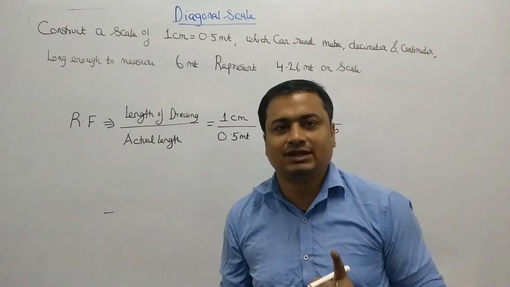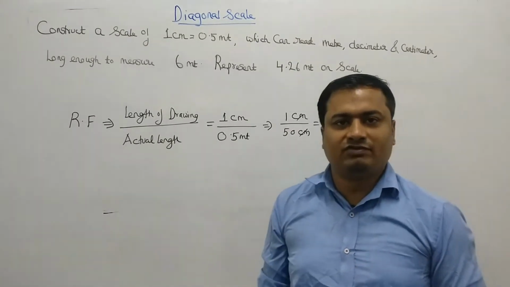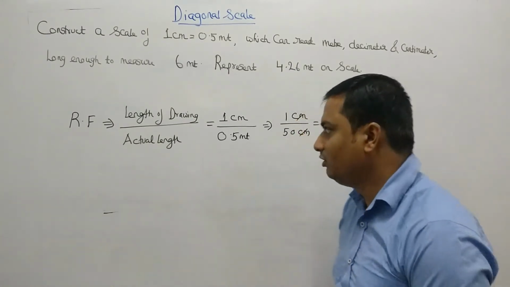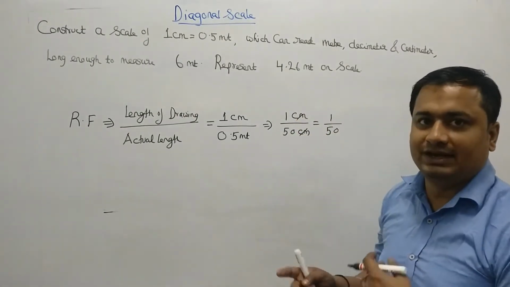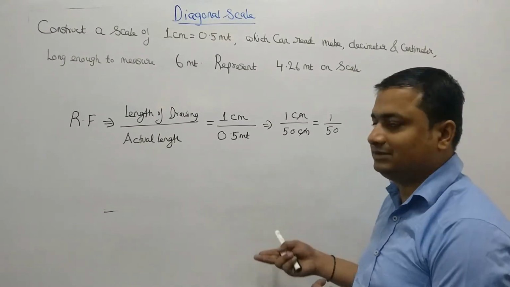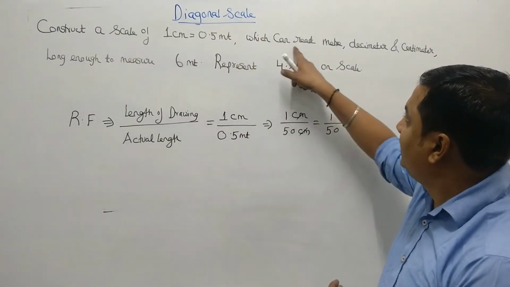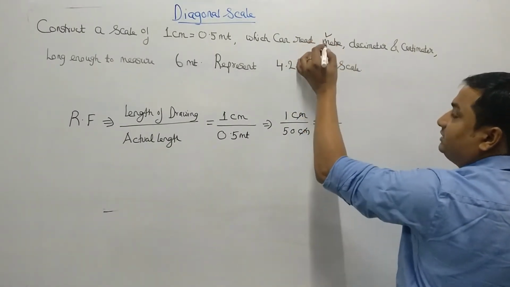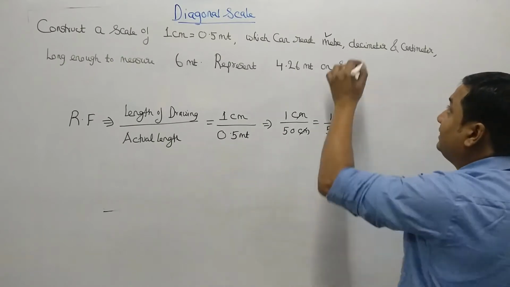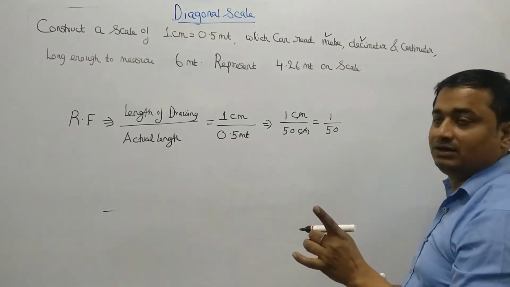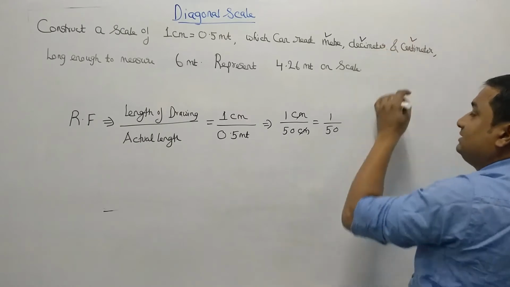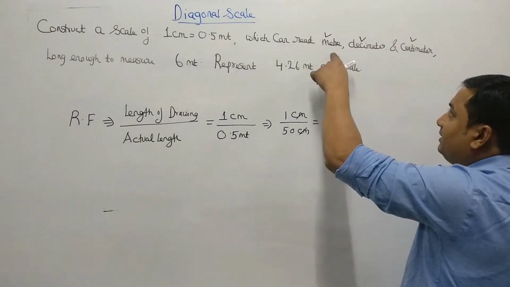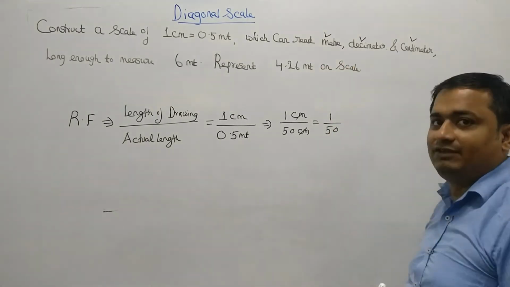So this is the first basic requirement, to calculate the representative factor, which is represented by RF, equal to length of the drawing upon actual length. The value of RF is coming 1 upon 50, because we are dealing with a reducing scale. So RF is less than 1, right? The scale can read meter, decimeter, and centimeter. Here we have to measure meter, which is the first main division, right? Decimeter is the subdivision, the second unit. Centimeter is the subdivision of subunit, the third unit. So we have to read meter, decimeter, and centimeter. So we have to deal with three units.